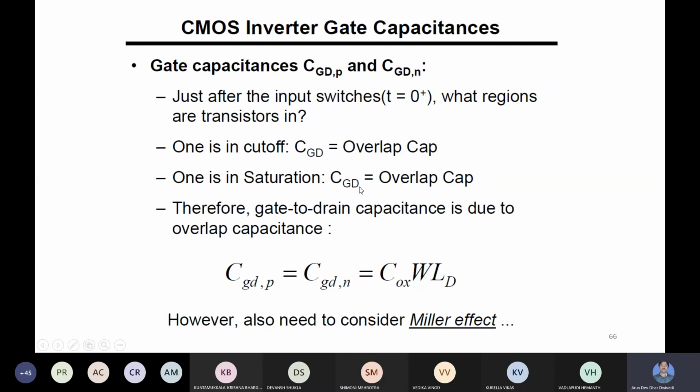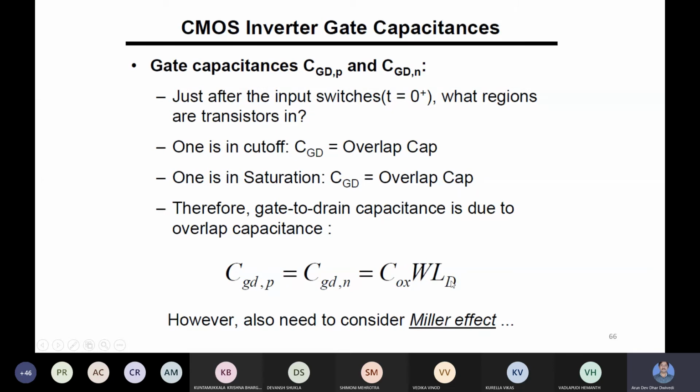The other transistor is in saturation region, and its overlap capacitance is also present. So both overlap capacitances can be considered. Therefore gate to drain capacitance is due to the overlap capacitances. Here we can see CGDP and CGDN, both overlap capacitances, are equal, which is COXW into LD. LD is the overlap distance of the source side and drain side both. Sometimes we also write LOV, but here we have taken LD.